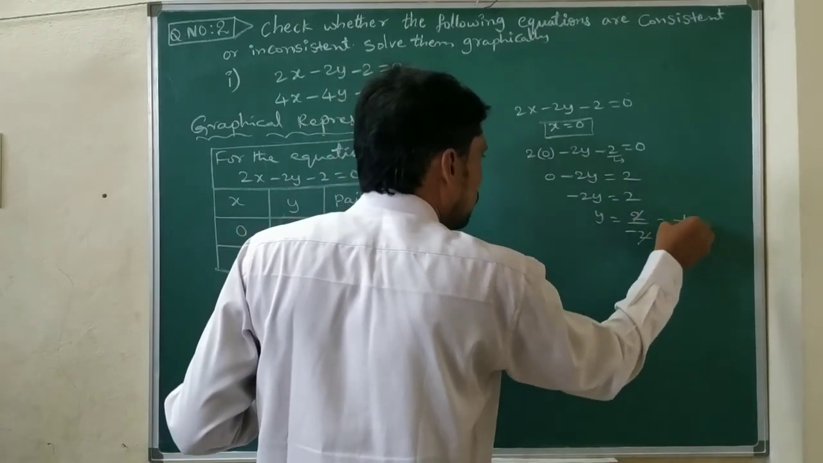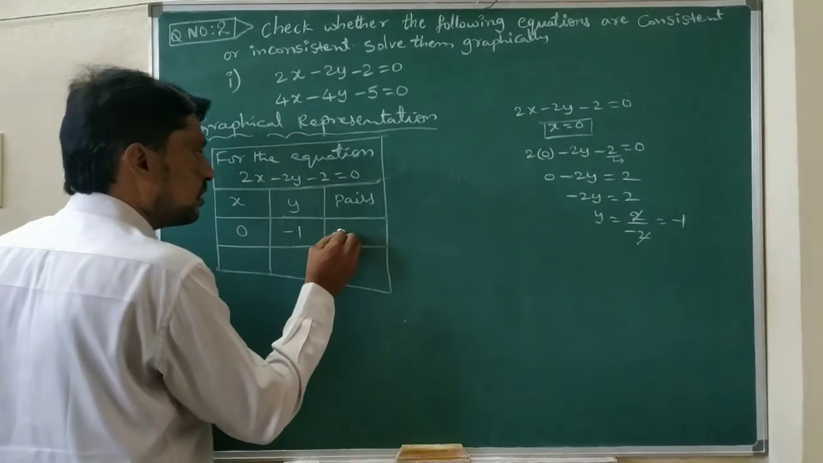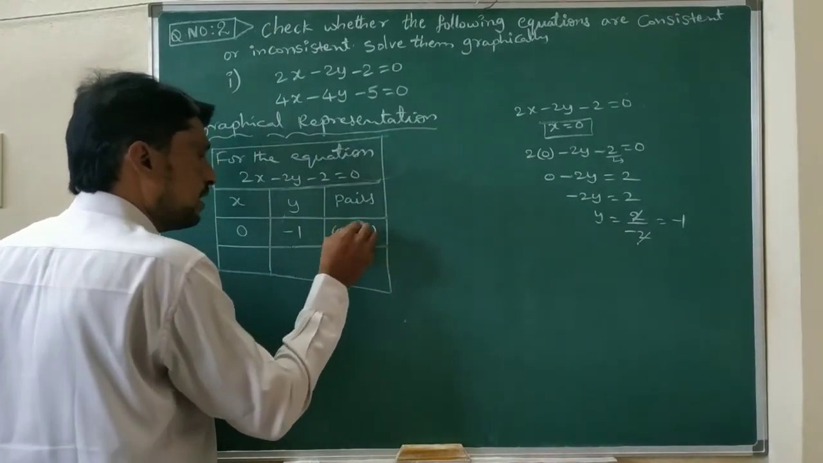2 ones are 2, that equals minus 1. So the y value we got is minus 1, and the pair is 0 comma minus 1.